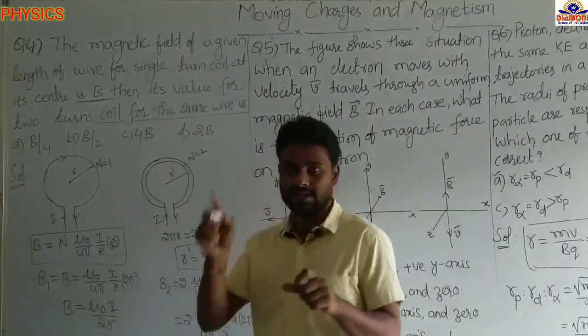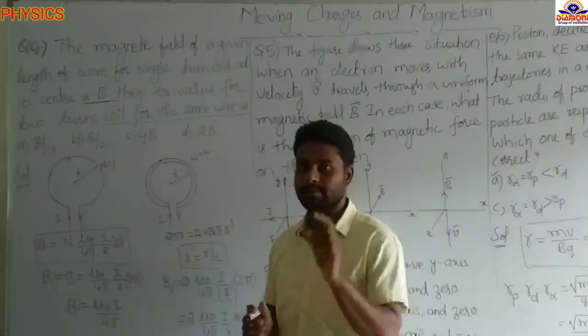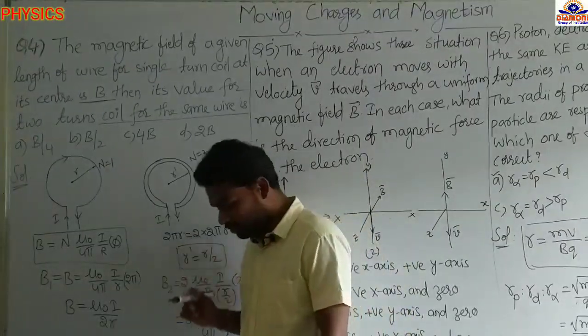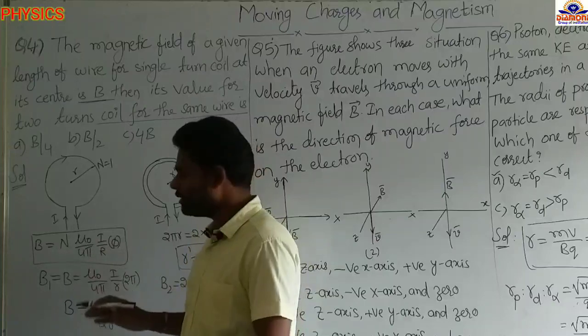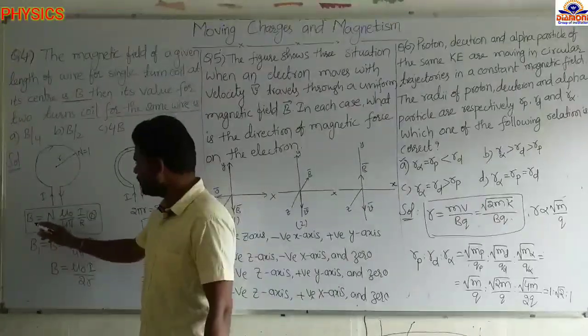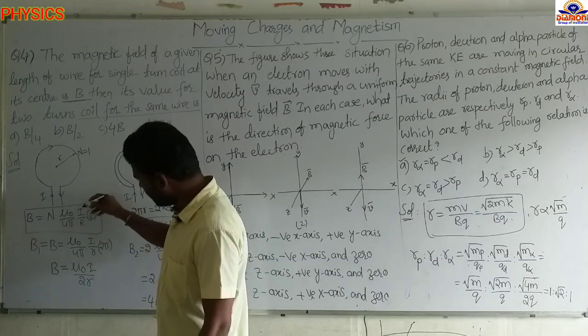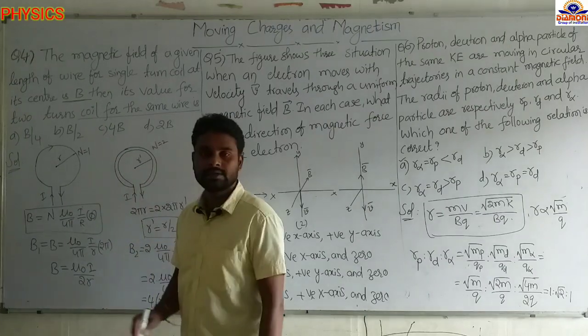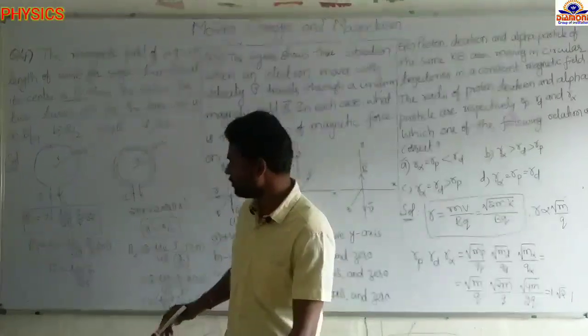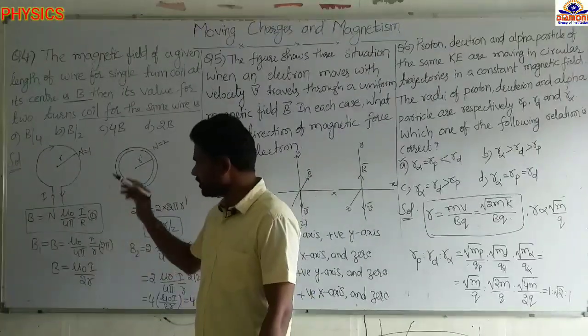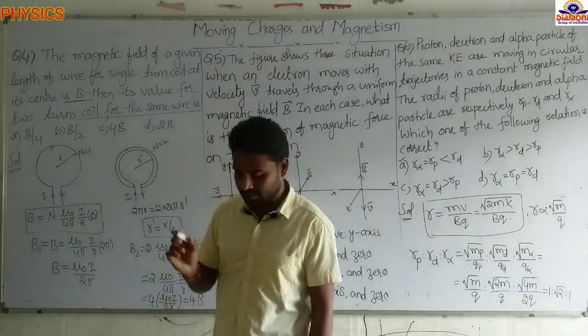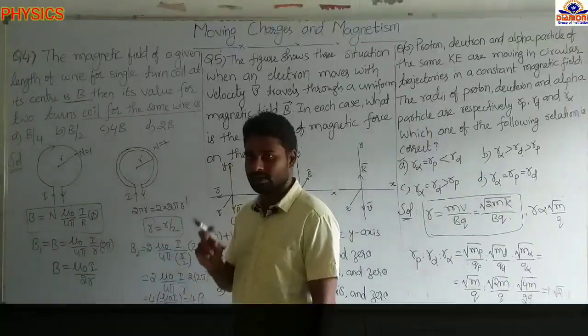Okay, for a circular arc, I said already the magnetic field at the center is, suppose n number of turns are there, multiplied with n. So the magnetic field B equals n into mu naught by 4 pi into I by r into the angle made by that circular arc. Already I said this formula. R is the radius of the circular arc, and the angle is between the two ends of the circular arc.